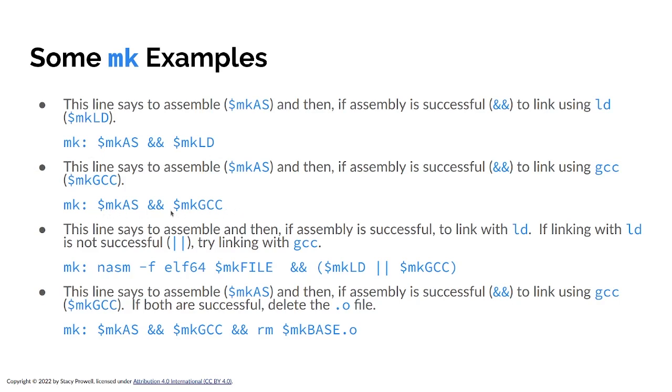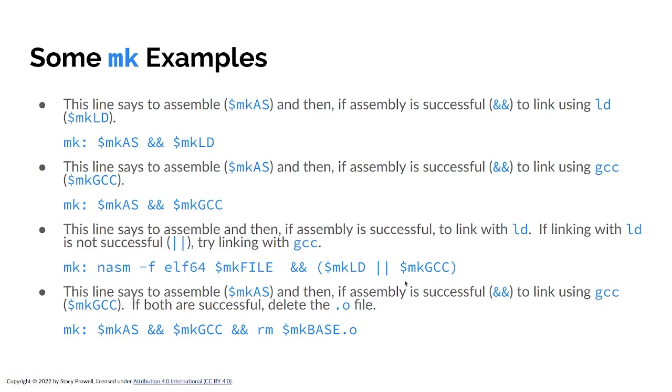Make a symbol and link with GCC. This is a little more elaborate. So what happens is this assembles the file, and then if that worked, it tries to link it with LD. If that fails, that's what the little OR here does, then it tries to link it with GCC. So this is a really odd thing.